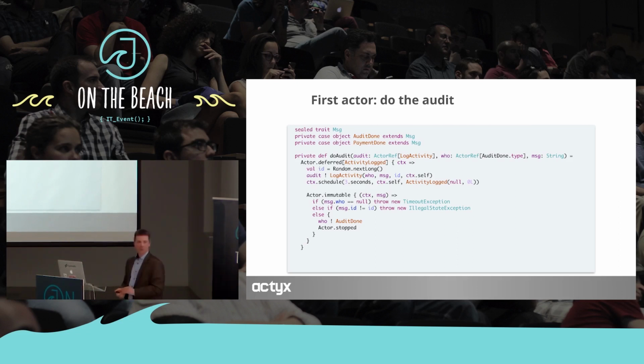That's the who parameter. And that one now gets the confirmation that the audit has been done. And we stop this behavior. Returning actor.stopped means that this actor will be garbage collected and is gone. Will not be scheduled anymore. Cannot receive any messages anymore.